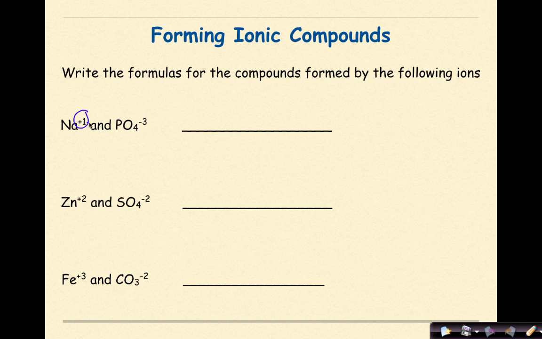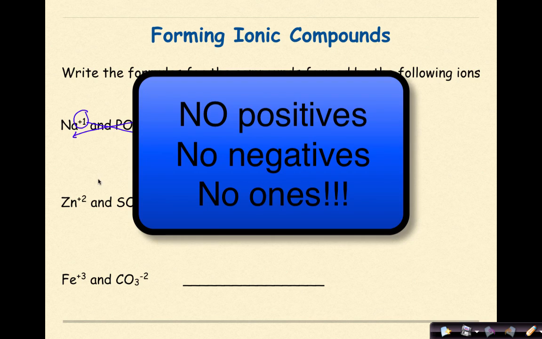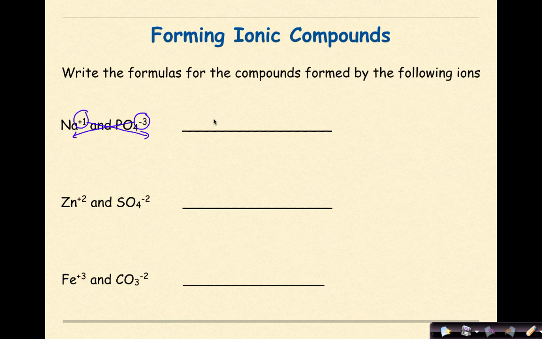So the +1 is going to go down here, the -3 is going to go down here, but remember, when you are writing a formula, no positives, no negatives, no ones. So when I cross this down, it's going to be Na. I'm going to have a subscripted 3 from the phosphate ion, and then PO4. I'm not going to bring down the plus or the 1. Another way of looking at this is also thinking, well, phosphate has a charge of -3. In order to neutralize that, I need 3 sodium ions, so that's where this 3 is coming from right here.